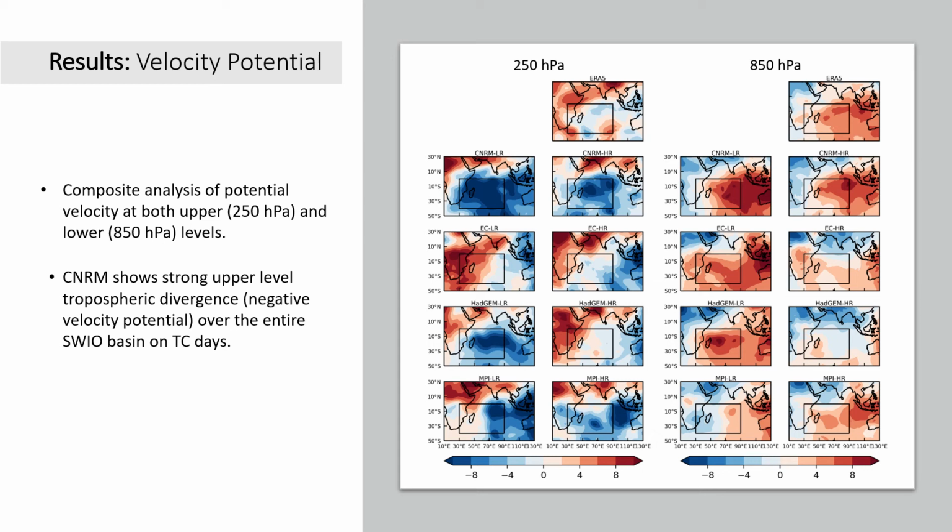CNRM also shows strong upper level divergence, or negative velocity potential, across the entire Indian Ocean basin, and this is consistent in both the low-res and high-res runs. Since strong upper level divergence results in deep convection, this composite might explain the increased intensities of simulated storms in CNRM as compared to the other models. So I just think this is a good illustration of the increased convection in this model that I mentioned earlier.